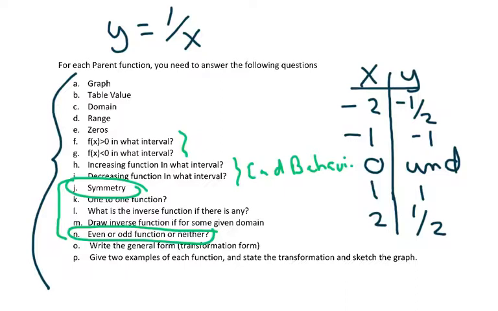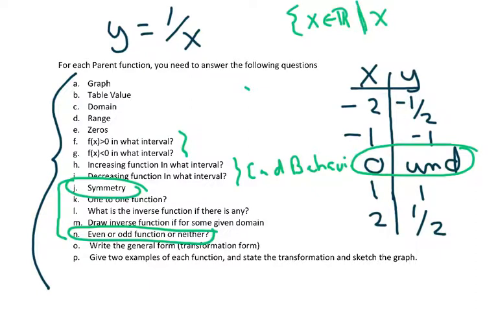What you need to notice is at 0, this is undefined. So that means basically the domain is all real numbers, however, x cannot be 0. And the range is going to be the same, because y can't be 0 either. So y cannot be 0.